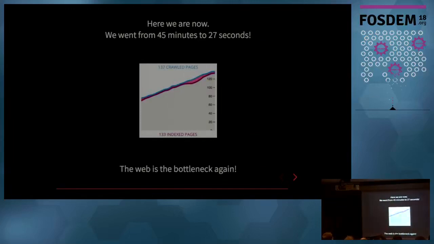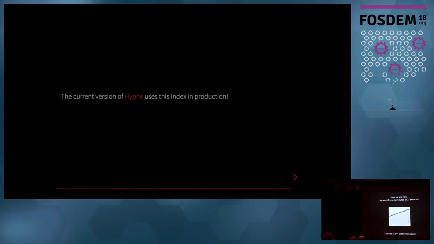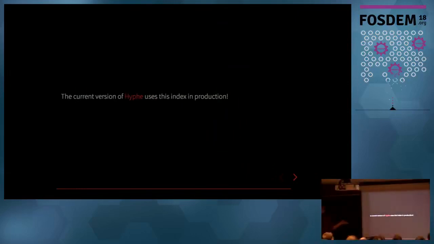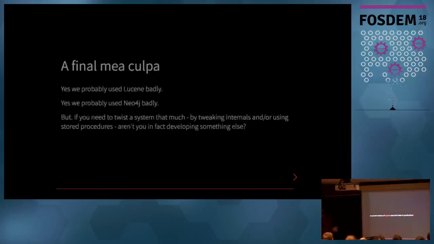Okay, so here we are now. We went from 45 minutes to 20 seconds to compute the graph. And actually, now, which is normal, the web is the bottleneck again, which should be the case in almost every case when you do this kind of stuff. The current version of the crawler Hive uses this index in production today, so it works.